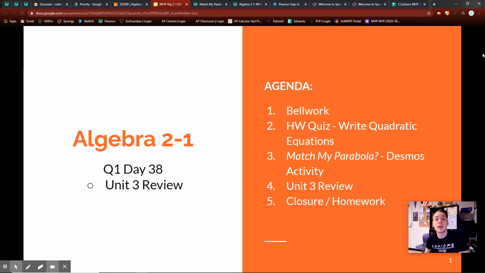Our last lesson was yesterday, writing quadratic equations. We're going to go through some bell work and then the homework quiz today. And then you will be going through the Desmos activity, Match My Parabola, using what you learned with writing quadratic equations so that you can see how to apply those skills in the Desmos frame. But this is the last video. After this video, you're just going to be going through your quadratics test and preparing for your final exam. I know, so sad. Okay, let's go to town.